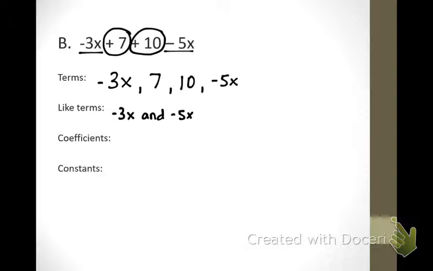Luke, do you see any other like terms there? No, 7 and 10. Very good. 7 and 10, those are constants. Those are numbers that stand alone that don't have a letter attached to them.